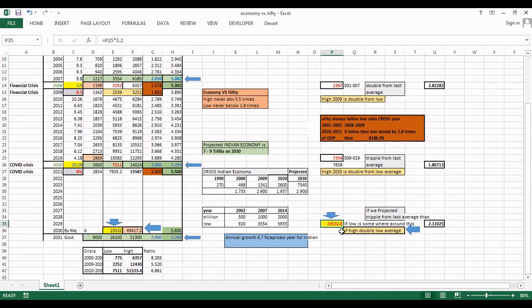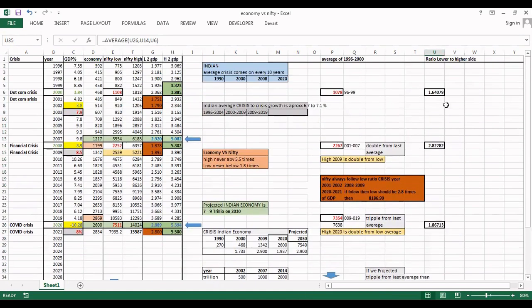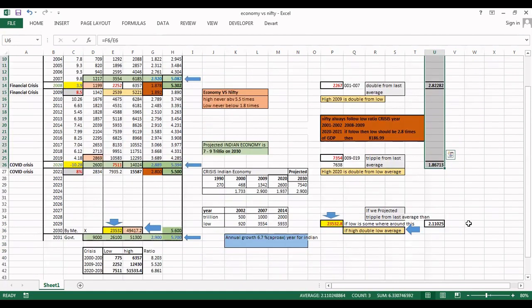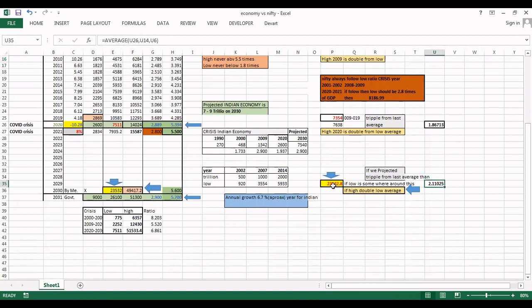comes somewhere to 23532. And high, because this is also linear, is the average of the last 3 points, which comes to 2.1. So we got 23532 as a bottom, and the high is 2.1 times from the bottom. So the low we got is 23532, and the high we got is 49417. Now the government and other institutes have projected the economy to be 9 trillion.